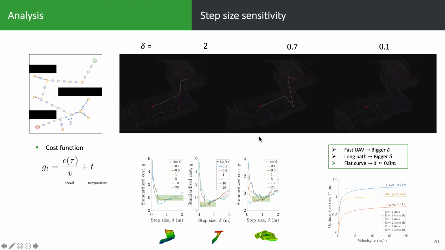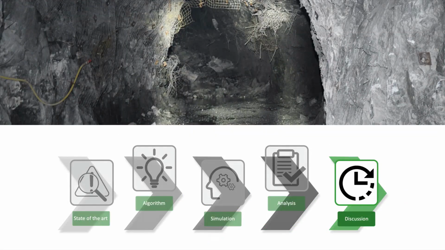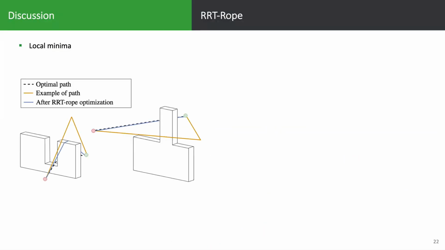You can see here at the top an animation for different delta values with a path found quickly on the left but a bit uneven, and a path found slowly on the right but closer to the optimal path. Finally, to conclude this presentation, we will discuss the limitations and possible perspectives for our approach.